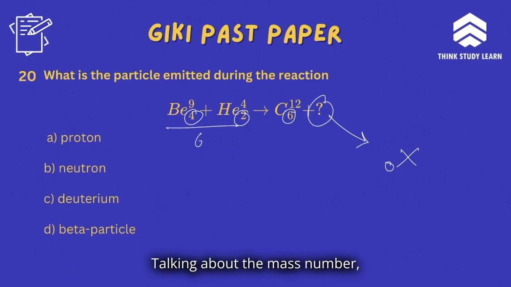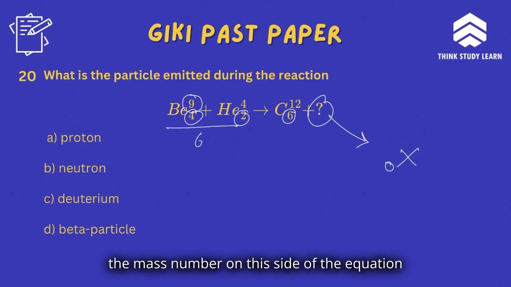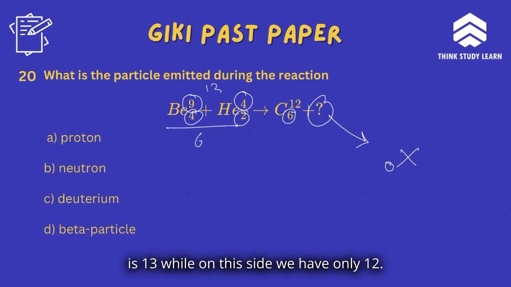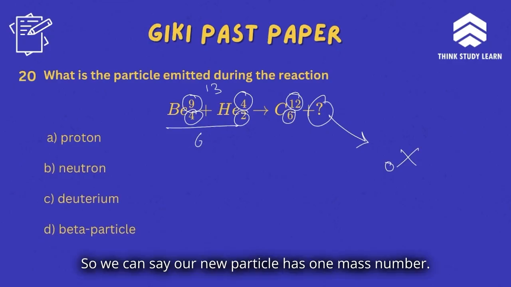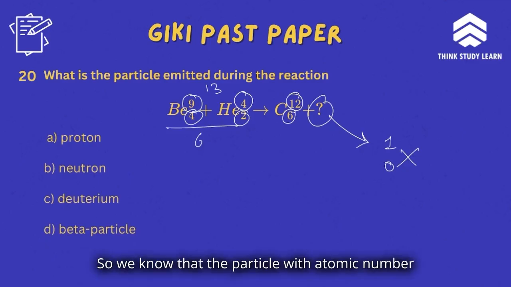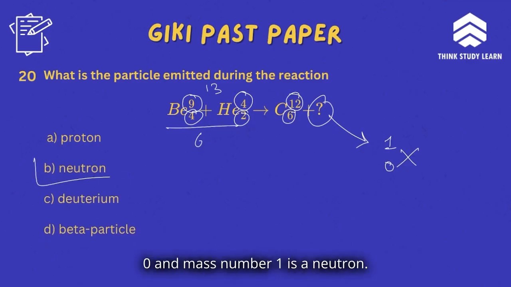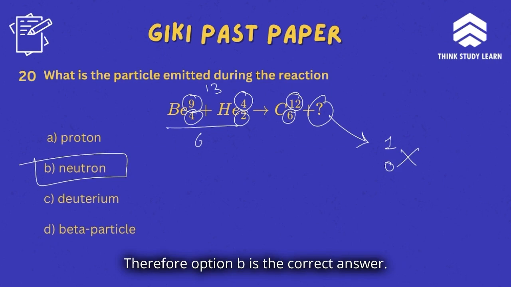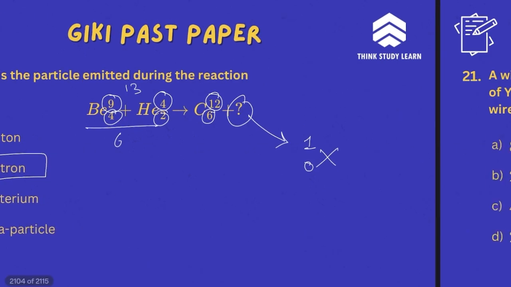Talking about the mass number, on this side of the equation it is 13, while on this side we have only 12. So we can say that our new particle has one mass number. So we know that the particle with atomic number 0 and mass number 1 is a neutron. Therefore, option B is the correct answer.